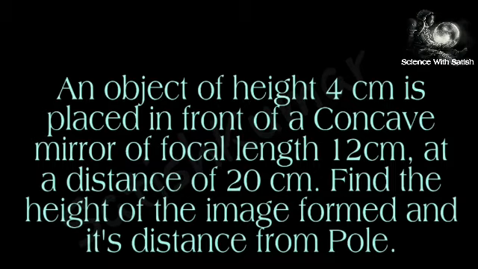Let's see one problem. An object of height 4 centimeters is placed in front of a concave mirror of focal length 12 centimeters at a distance of 20 centimeters. Find the height of the image formed and the distance from the pole.